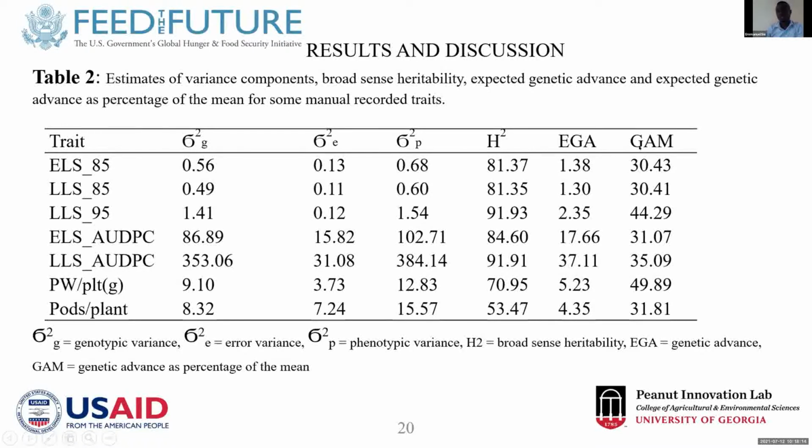When it comes to the genetic advance as percentage of mean, the highest was seen for pod weight per plant, which was 49.89. And so this tells us the percent at which the gain can be improved. So this gain we are seeing here can be improved up to 49%.